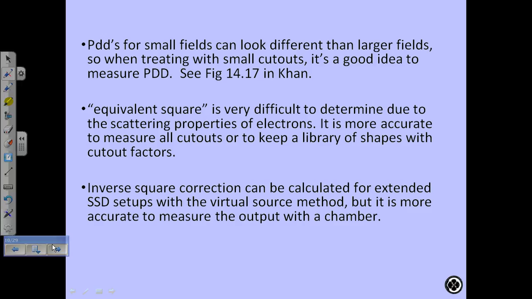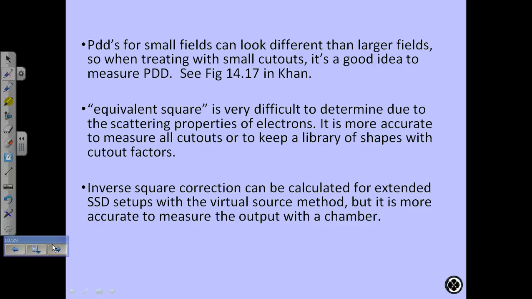So what I would do is, the next time I commission a machine or a center, I'm going to create circular cutouts, because we often use circular cutouts to treat tumors, and we just keep them around and reuse them. I'm going to measure, obviously, the output factors for the circular cutouts, but I'm also going to measure PDDs for them and have a table of PDDs that I can show the doc. Say, okay, you're using this circle, we go to the circle PDD table, and it's going to be a little bit more accurate.